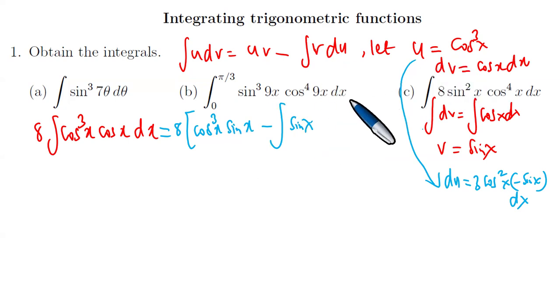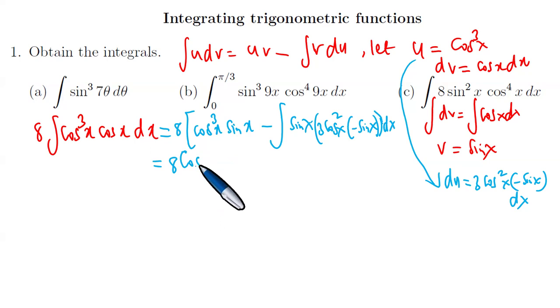So that now we have v, and v is the sine, but du is what? Du is 3 cosine squared x negative the sine of x dx, like so, which is exactly 8. Right, so you distribute here, and so this one is going to be 8 cosine cubed x sine x. Negative times negative gives us a plus 8, the integral.